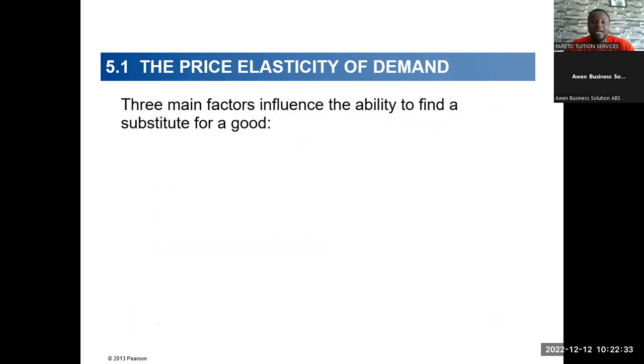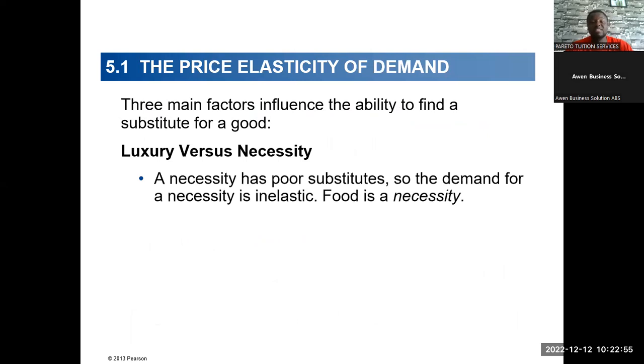And then for the availability of substitutes, how we can actually get substitutes for a good depends on these factors. Number one, the good being a luxury or being a necessity. Remember, necessities are goods that we cannot do without. But luxuries, we can do without them. So for necessities, they have no substitutes. Even if they do have, they are very poor. They have just poor substitutes.